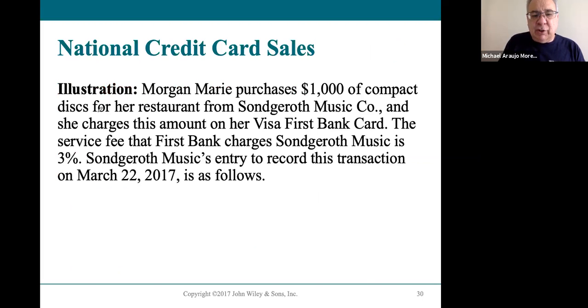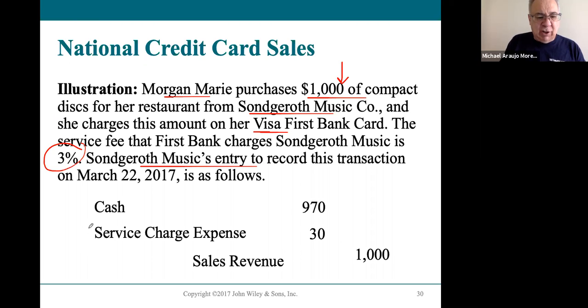Okay. So here's an illustration of that in brief. Marie Morgan buys $1,000 worth of music for her restaurant from Songeroth Music Company. She uses her Visa card to buy it. Visa charges 3%. Okay, so what is the music company going to look at? They sold $1,000 worth of music, but they took the Visa card. So they're going to record cash debit of $970 because 3% of 1,000 is that $30. That's going to be an expense, but they are going to record the full $1,000 as sales revenue.